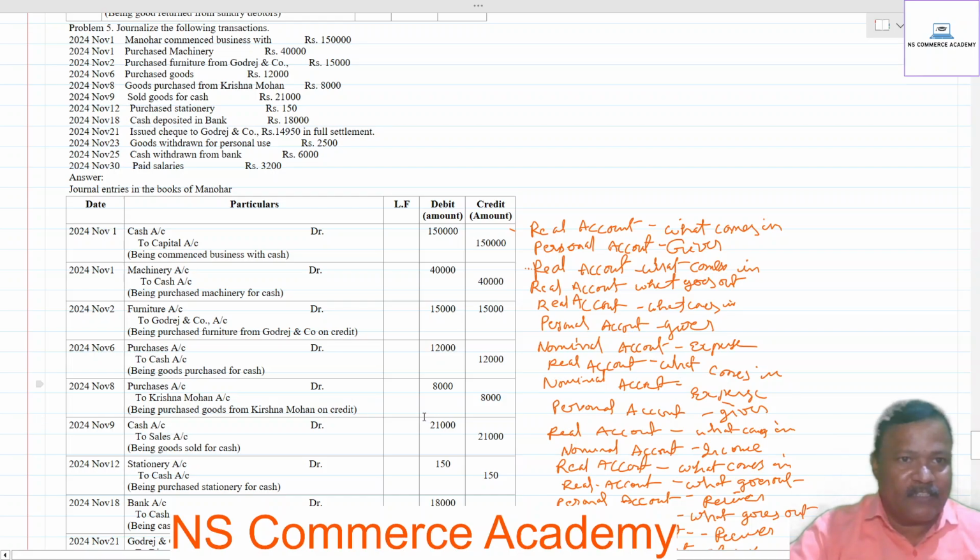November 18th, cash deposited in bank, rupees 18,000. November 21st, issued checks to Godrej and Company, rupees 14,950 in full settlement. November 23rd, goods withdrawn for personal use, rupees 2,500. November 25th, cash withdrawn from bank, rupees 6,000. November 30th, paid salaries, rupees 3,200. Okay, this is the problem.